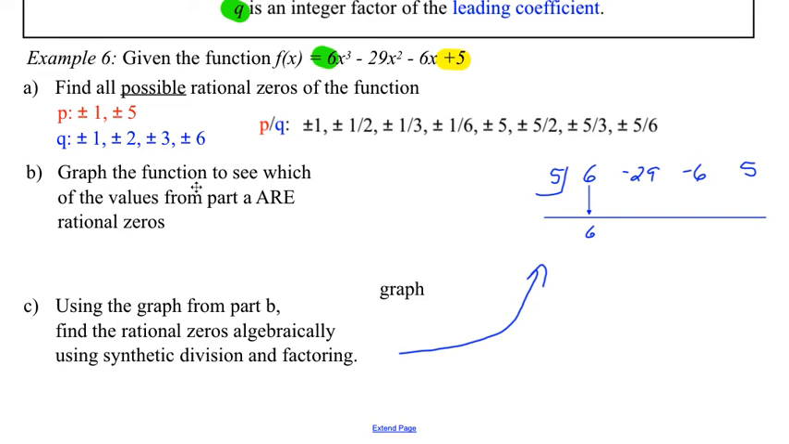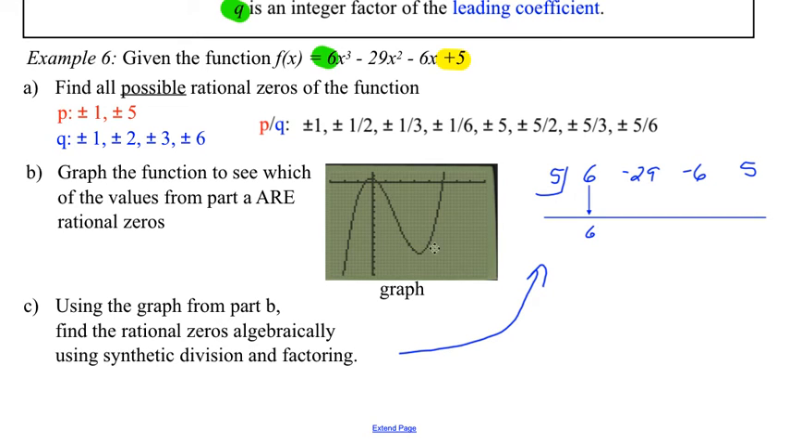So we can graph the function and find out which of the values are rational zeros. I've done a little graph here, and it looks like 1, 2, 3, 4, 5 is probably one of our rational zeros. The other ones look like they're fractions in here. So I went ahead and put 5 on the shelf, and then we can use synthetic division. Multiplying we get 30, adding we get 1, multiplying we get 5, adding we get -1, multiplying we get -5, and adding we get 0. So 5 is a rational zero, and that is in our list. Positive 5 is one of our options.